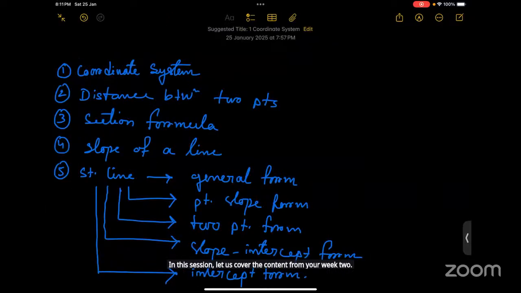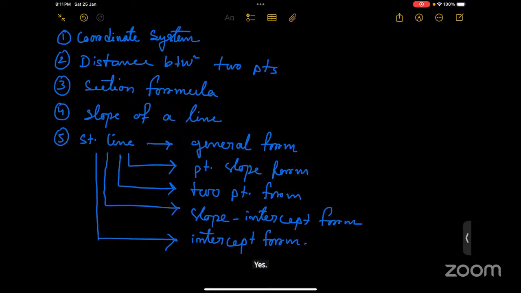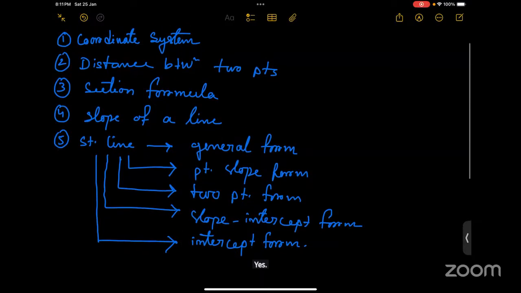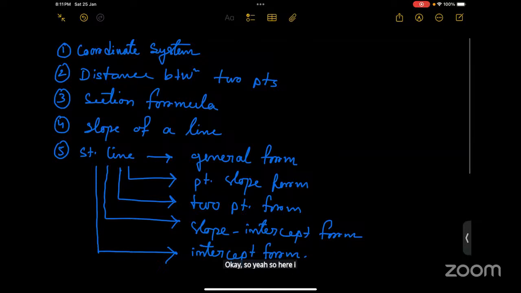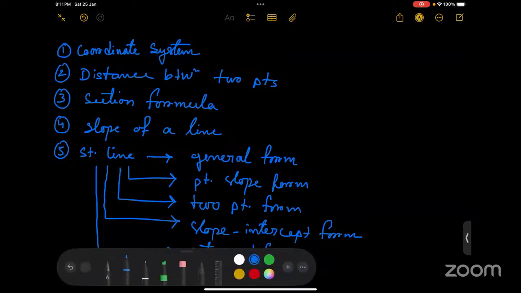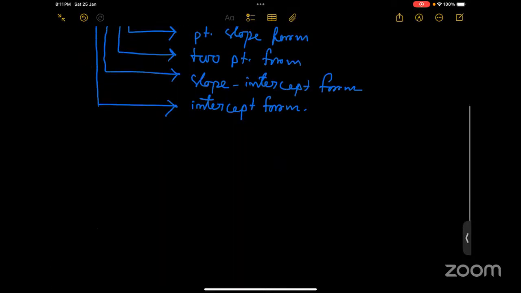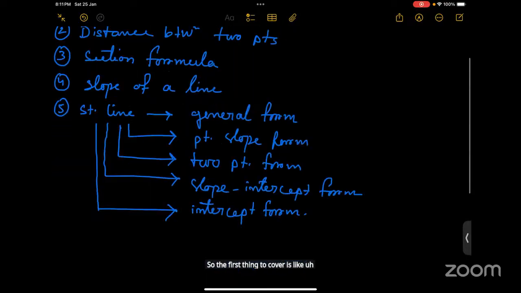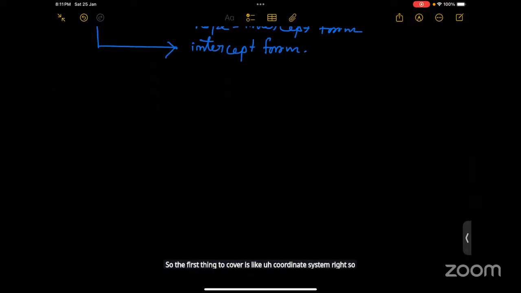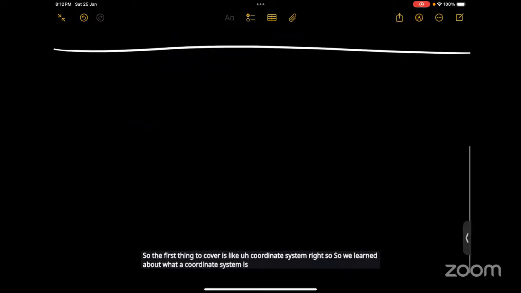So I guess you can see my screen, right? Yes, ma'am. So here I have written all the things in a gist version that we have to cover. So the first thing to cover is the coordinate system, right? We learned what a coordinate system is, or we can say a rectangular coordinate system or Cartesian coordinate system, right?